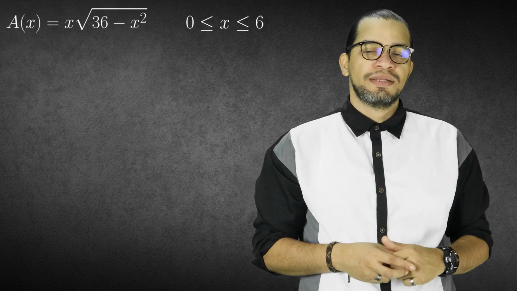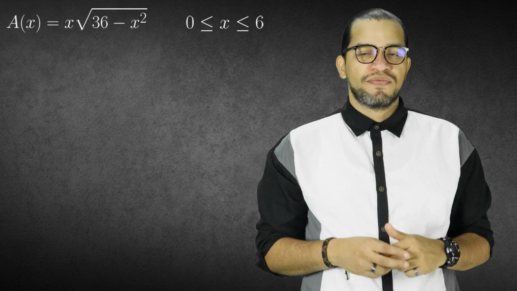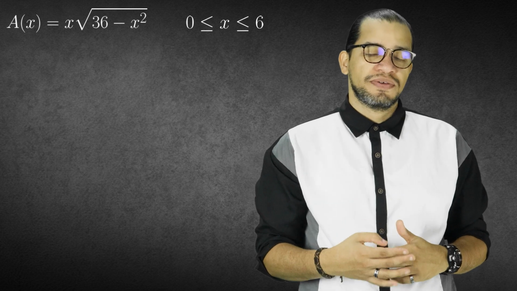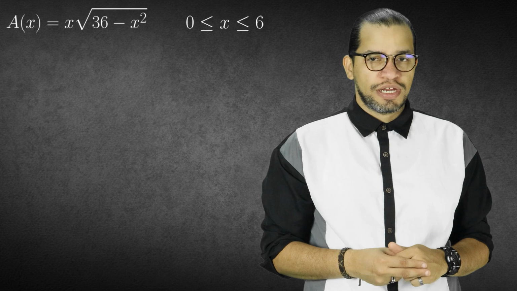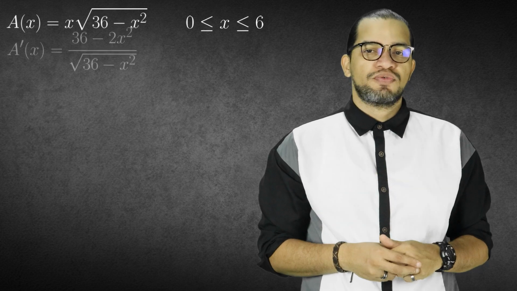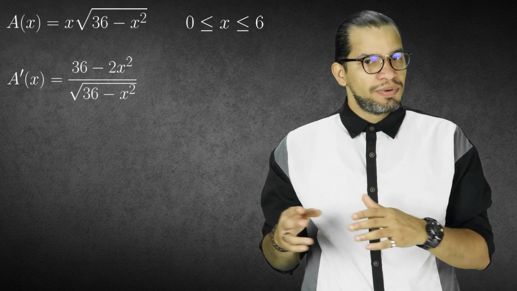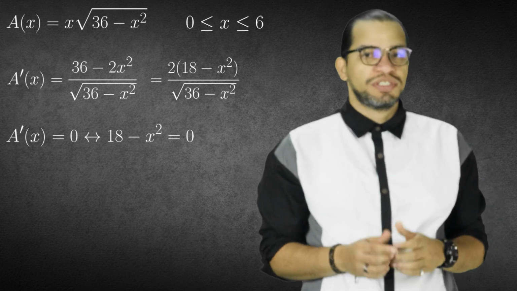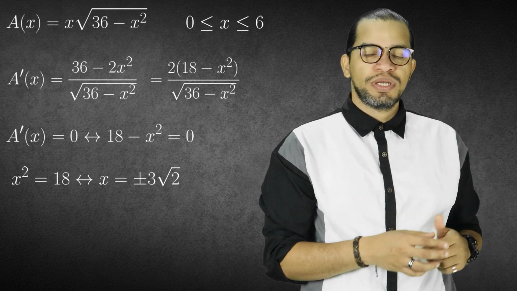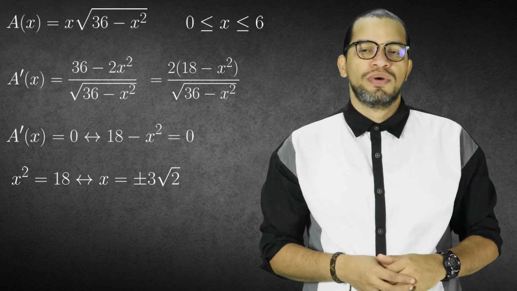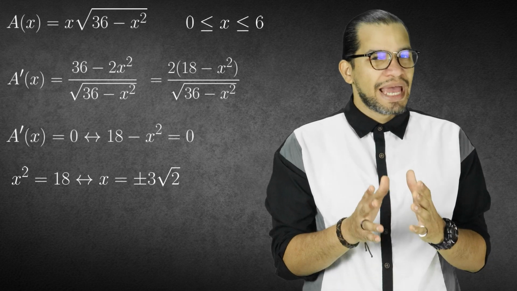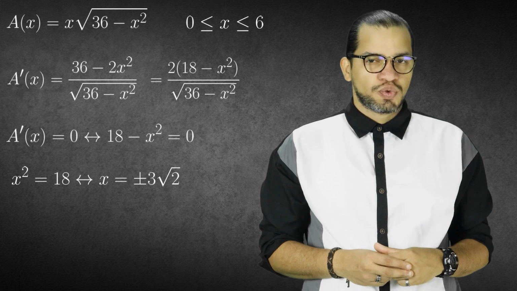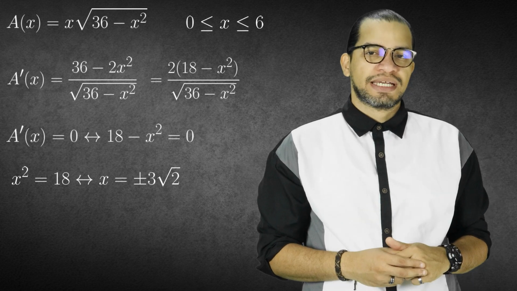Thus, we need to find the maximum of the function a of x by applying the derivative to this function and finding the critical points. If we apply the derivative to this function and simplify, we get the following result, whose critical points are -3 square root of 2, 3 square root of 2, and 6. But we have to discard -3 square root of 2 because this is a value of x and x is a measure. Thus, this value has to be positive.